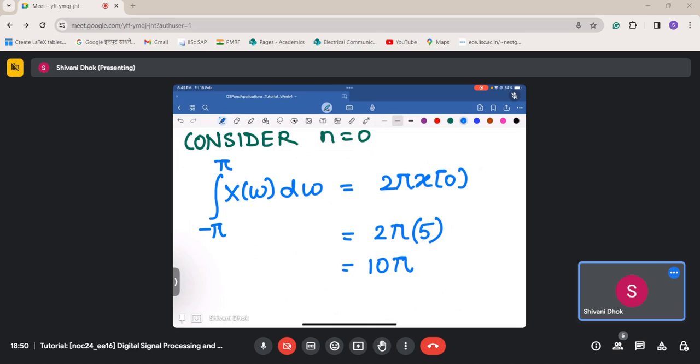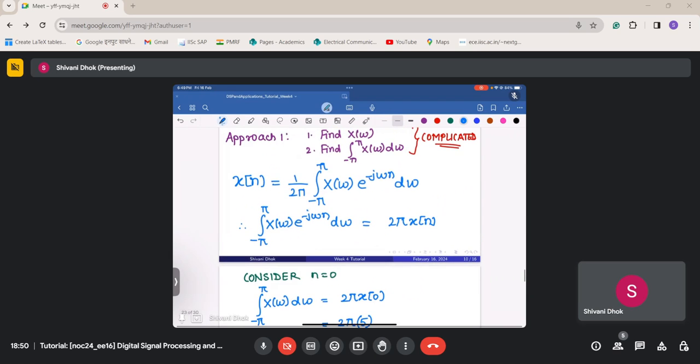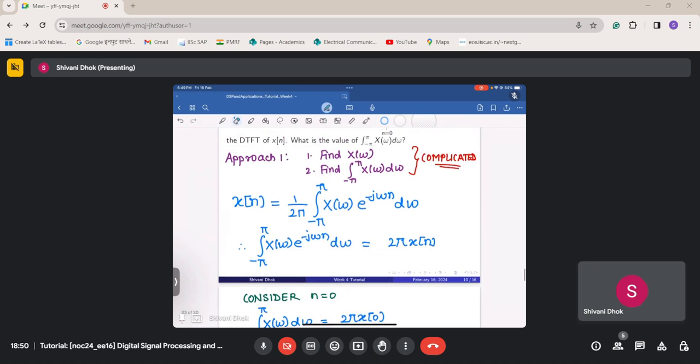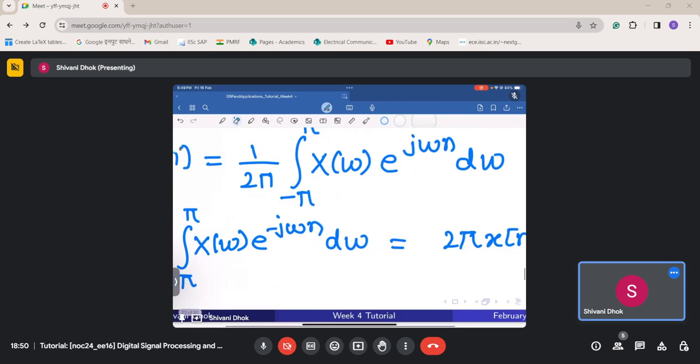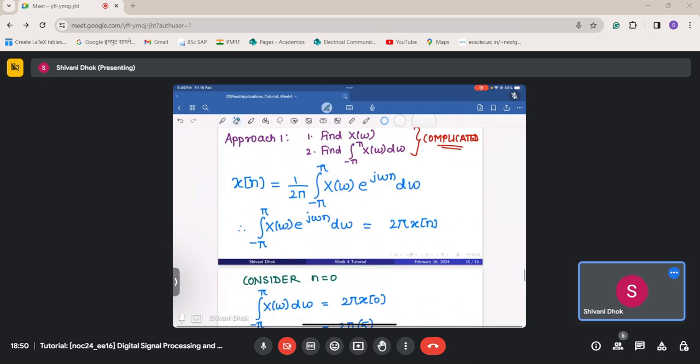Any questions? Ma'am, you have written x of n is equal to 1 by 2 pi integral over minus pi to plus pi of X(omega) into e power, sorry, it should be plus. Oh, plus, yes, yes. Sorry, it should be plus.